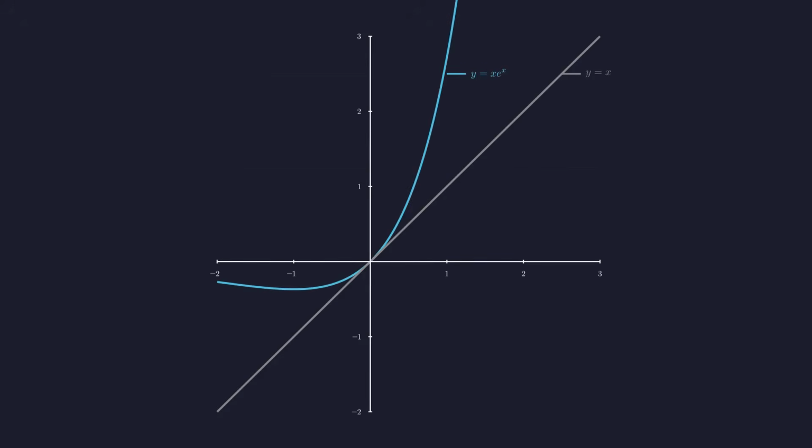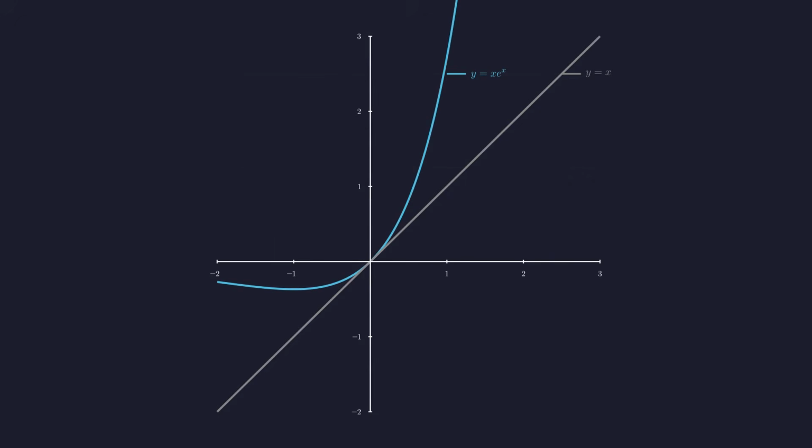To truly understand the Lambert W function, we need to visualize the relationship. Let's start with the function we want to invert. f of x equals x times e to the power of x. Here's our function in blue, with the identity line y equals x in gray.